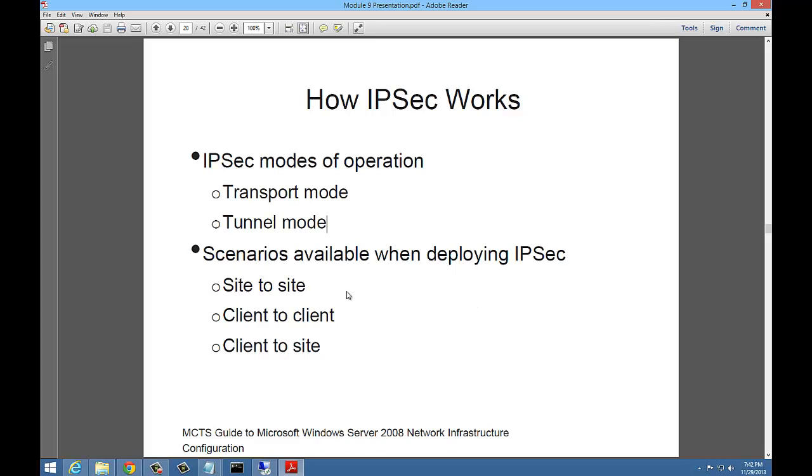You can use it as a site-to-site VPN tunnel. You can use it as client to client, one computer to another computer, or you can do a client to site, so one computer to a network, such as we went over in the VPN point-to-point tunneling protocol, or SSTP type of setup. This would be more like the L2TP, Layer 2 Tunneling Protocol that we talked about, that uses IPSec and IKE together.